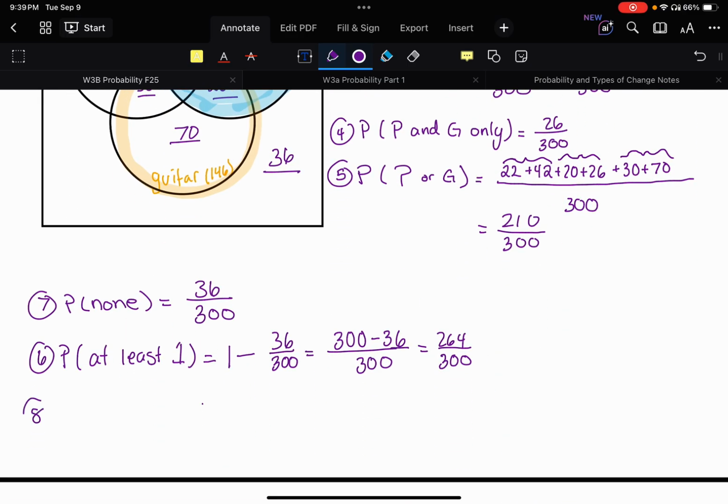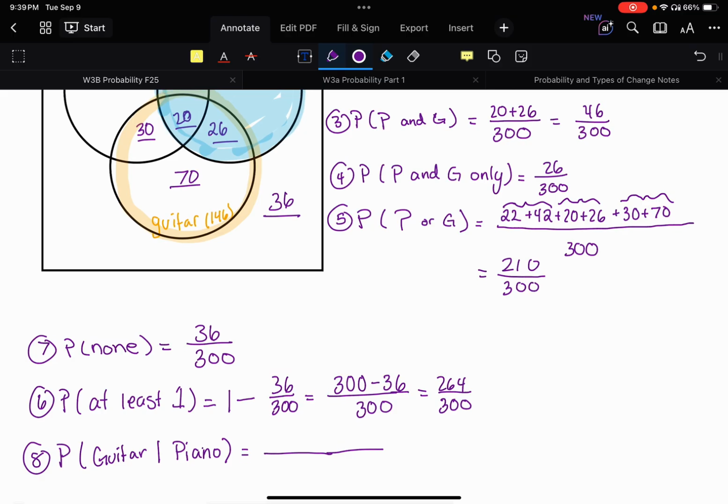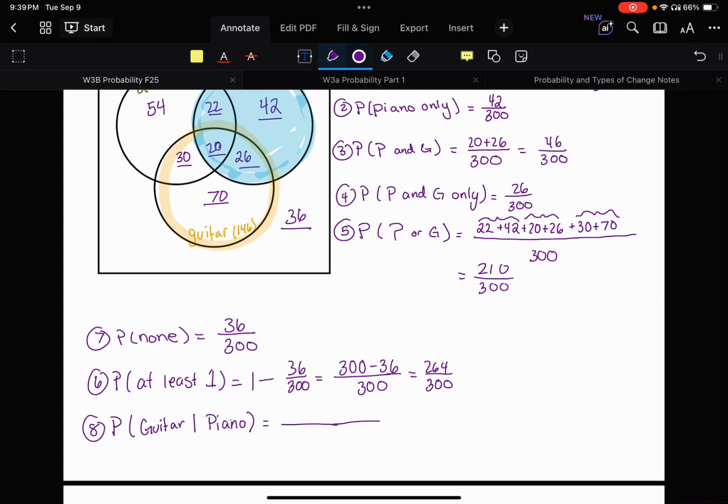So if I'm writing this notation-wise, I would have guitar given piano. That would be my notation. And so remember the piano total, we found it by doing the 42 plus the 22 plus the 20 plus the 26, in case you're wondering where that 110 came from. So those are the piano players. And of those piano players, 20 plus 26 played guitar, or 46.